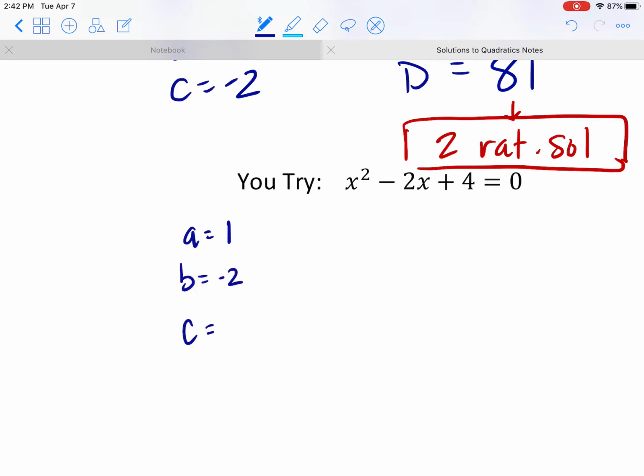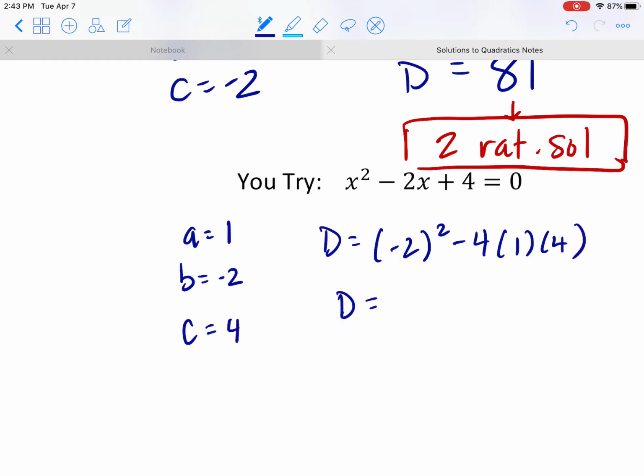All right, now the last one I'm sure you can determine based on what's left what the answer will be, but feel free to pause and give it a try. So we have a equal to 1, b equal to -2, c equal to 4. So the discriminant is -2 squared minus 4 times 1 times 4. And so we end up with, let's see, 4 minus 16 is going to be a -12.